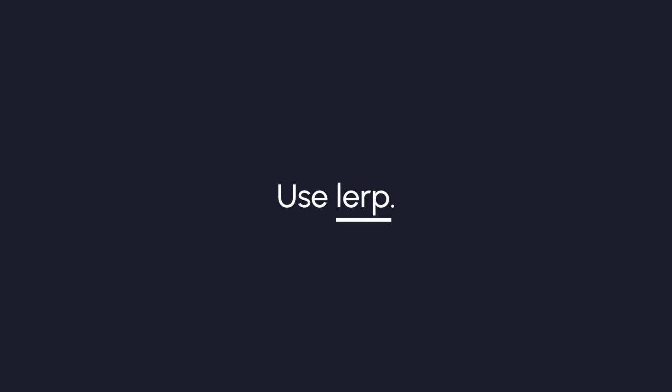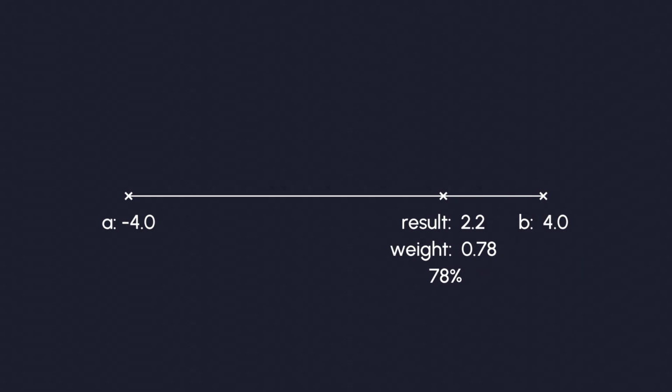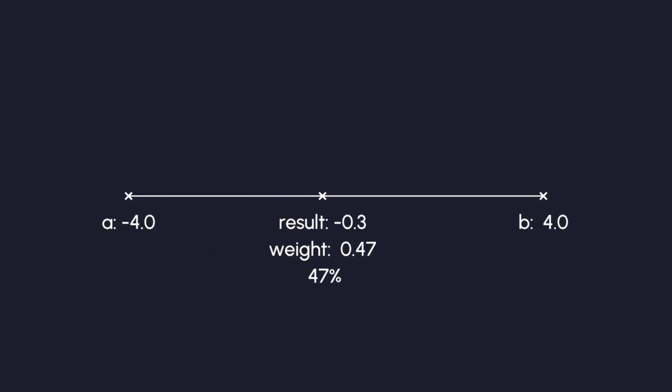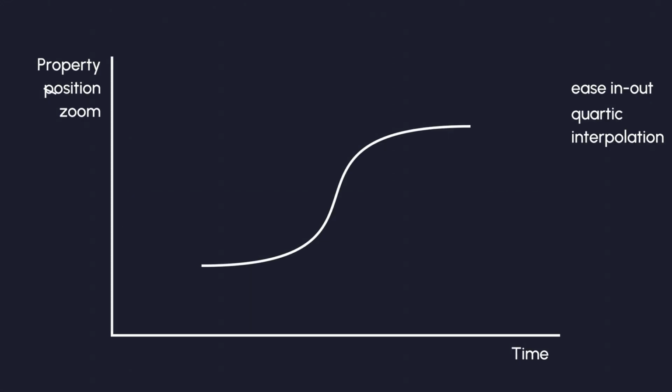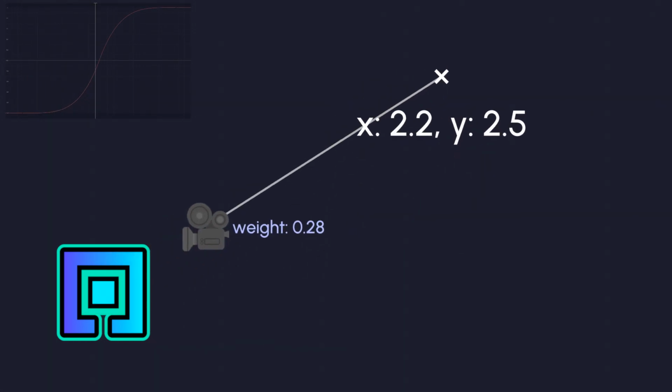Use linear interpolation. Let me explain what it is. Essentially, you give it two numbers, and it will give you the number between those two using a weight, which is like a percentage, but between 0 and 1. With this new system, I tween the weight instead of directly tweening the property. This meant that I could change the final value dynamically, so I could move the camera to the player even if it moved. That's it for today.